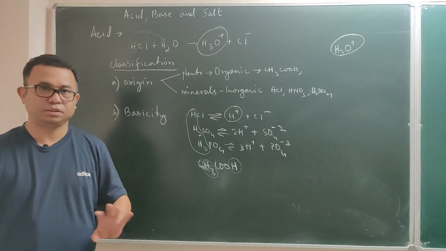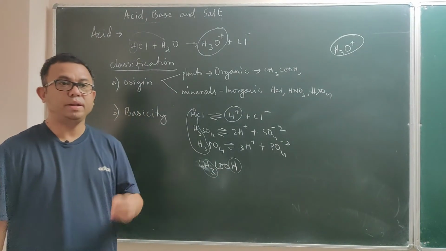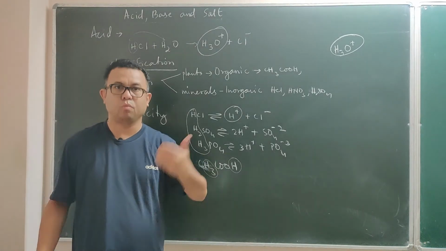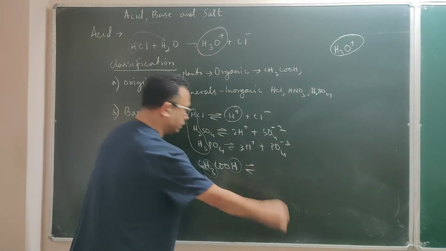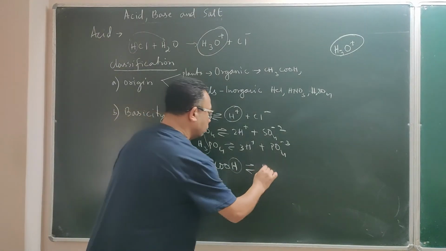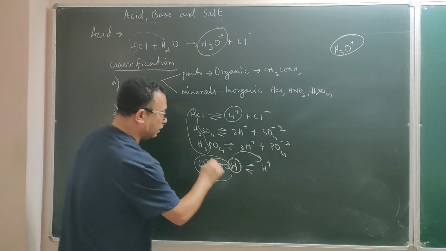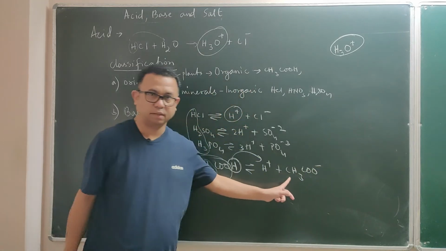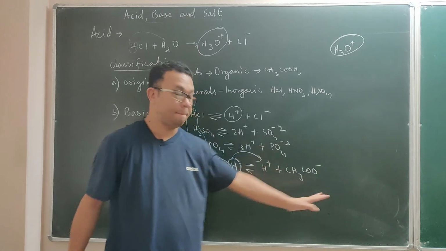But then I'll say it's not true. Even though 4 hydrogen are present, how many hydrogen ions are ionizable? Ionizable means it gets separated into a positive ion, hydrogen ion. When acetic acid ionizes, it gives you H plus. So this part is H plus, and the rest becomes acetate, CH3COO.